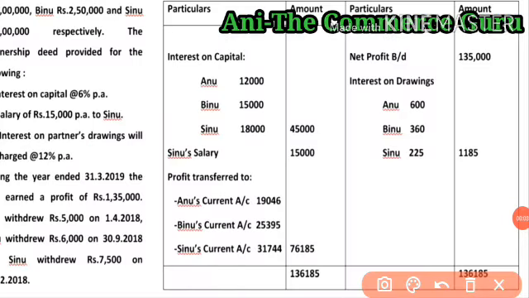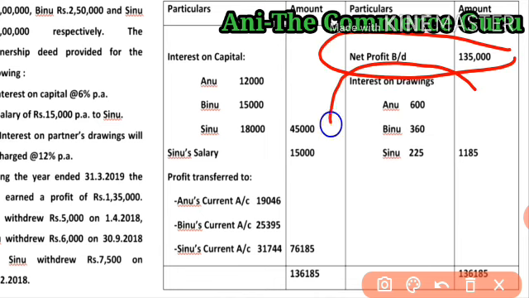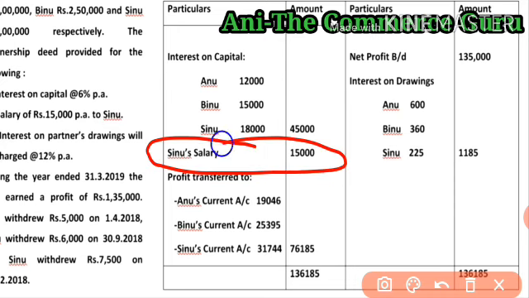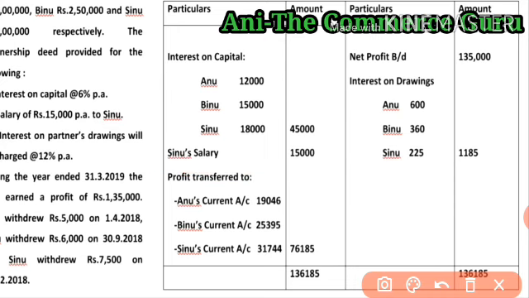My dear students, now 80% of our appropriation account is over. Let's see once again what all things we have done. First, we brought down the net profit. Then we credited interest on drawings of partners to the P&L appropriation account. Then on the debit side, we calculated interest on capital and debited it to the P&L appropriation account. Then we saw salary as an appropriation, which we also debited. Then we have to go through the question to check whether commission is given or not. We already analyzed the question and saw that there is no commission and no reserves given in the question.